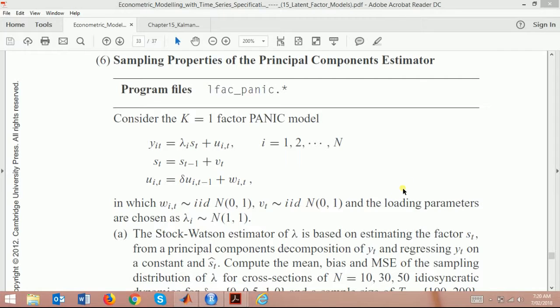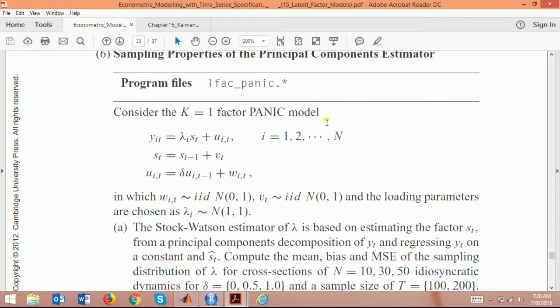Sampling properties of the principal components estimator. Consider a k equal to 1 factor panic model. So why is the number of factors k changing? If we want to capture multiple characteristics, then the number of k or lambda changes. Beautiful, right? If we are talking about k equal to 3 factors, we have seen 3 different factors are captured. If we are talking about 4 factors, 4 different factors are captured.